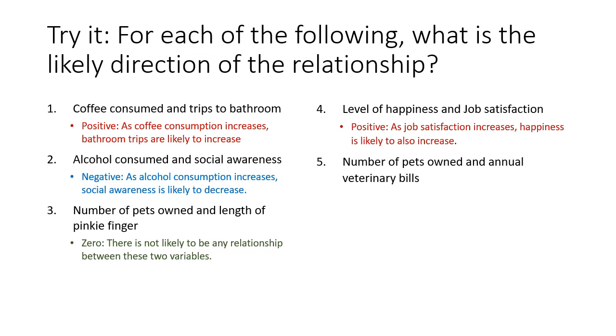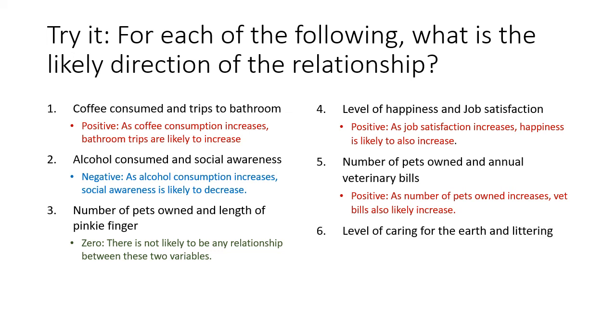Number of pets owned and annual veterinary bills. I think this is positive. As the number of pets owned increases, vet bills are also likely to increase. And how about this? Level of caring for the earth and littering. I think negative. The more you care for the earth, the less likely you are to litter. As level of caring for the earth increases, littering is likely to decrease.